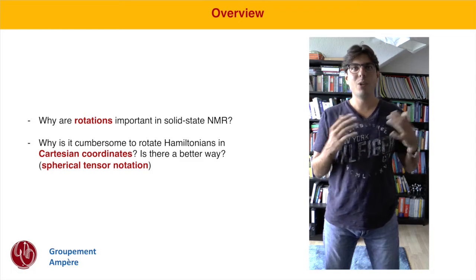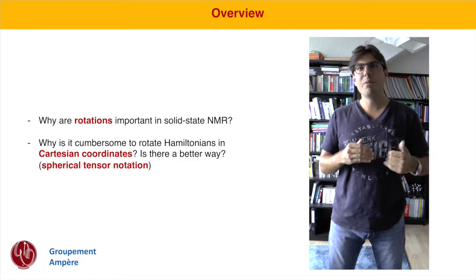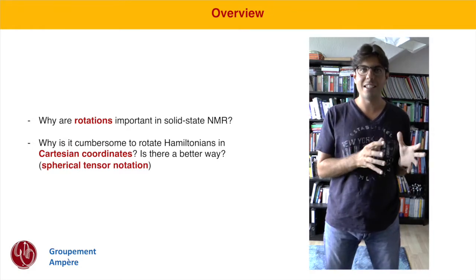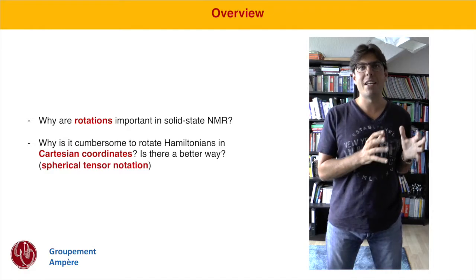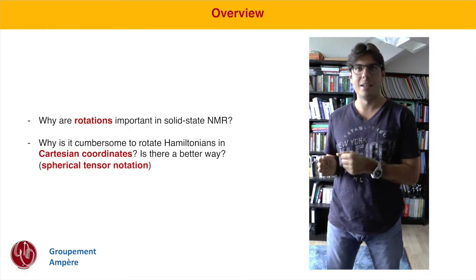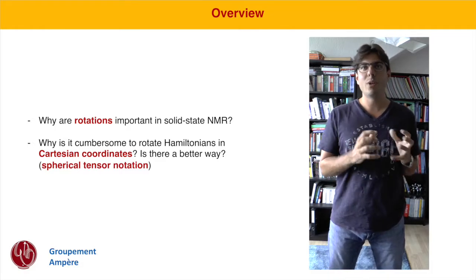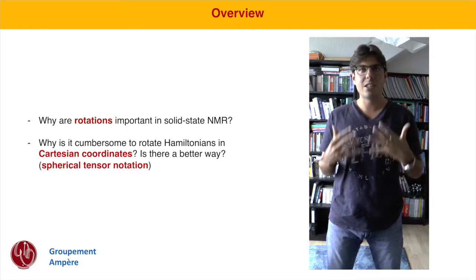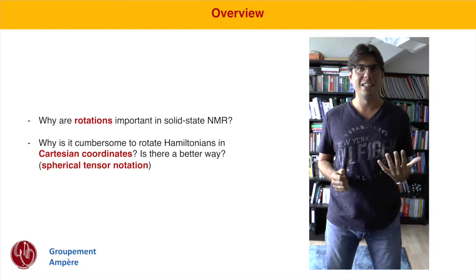Last time we concluded our general discussion about Hamiltonians, and this time we want to move closer and closer to our final objective, and that is understanding how Hamiltonians are affected by magic angle spinning in solid state NMR. The first thing in order to do this is to understand the concept of rotations and why rotations are so important and ubiquitous in the theoretical treatment of solid state NMR.